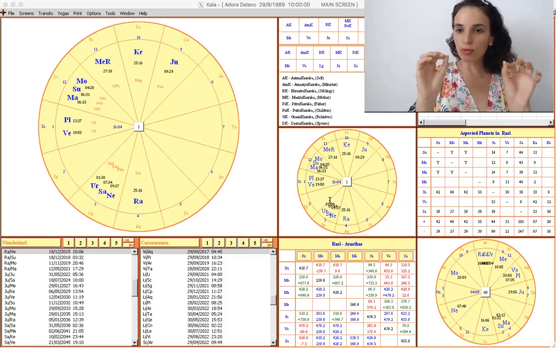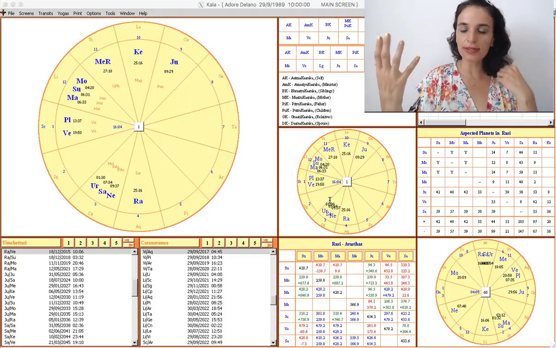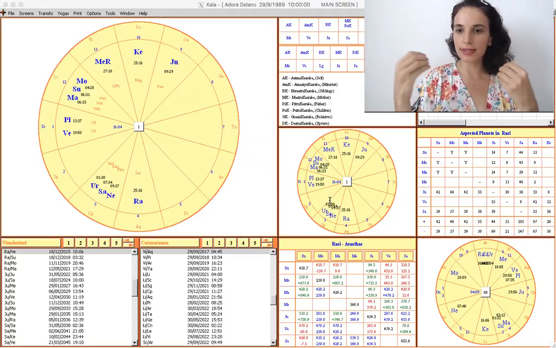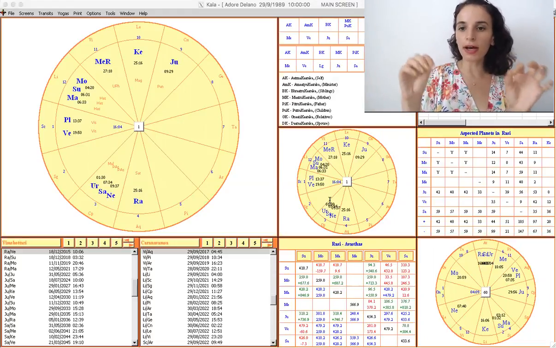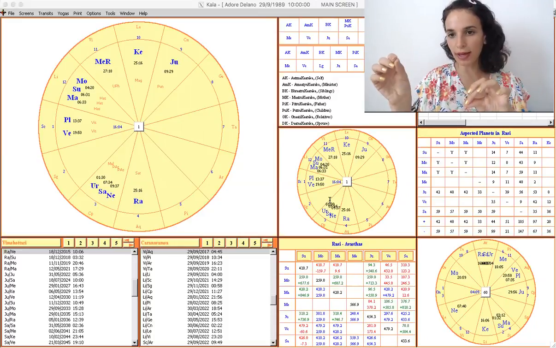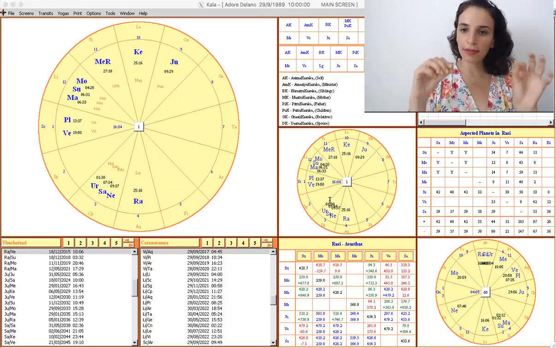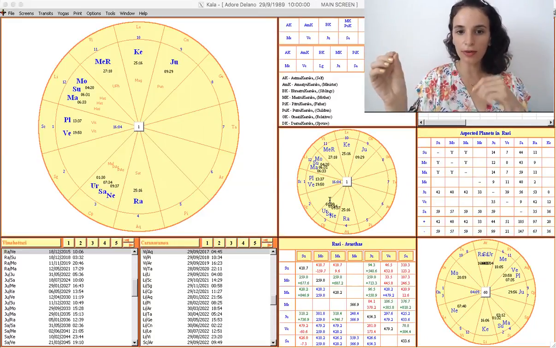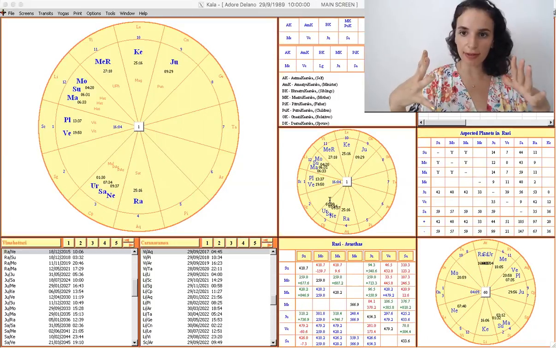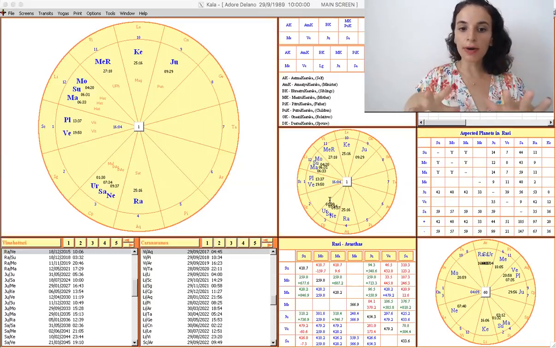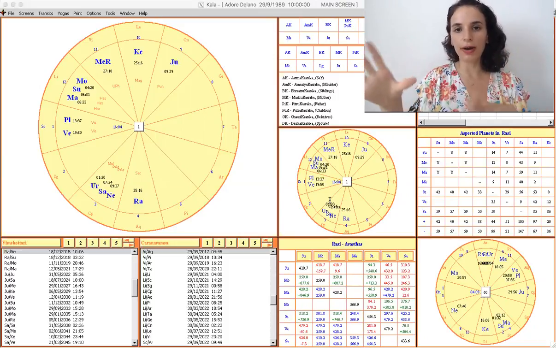So counting one from the first bhava is the first bhava. So the result is the same. The second bhava, if we count two, we arrive at the third bhava. The third bhava, if we count three, we arrive at the fifth bhava. The fourth bhava, if we count four, we arrive at the seventh bhava. The fifth bhava, if we count five, we arrive at the ninth.